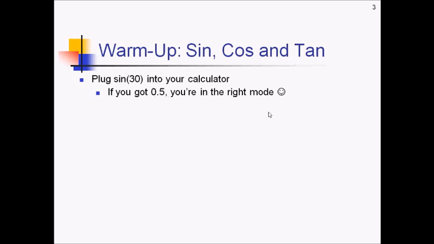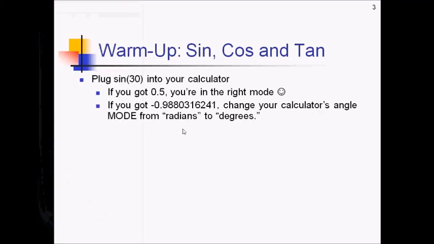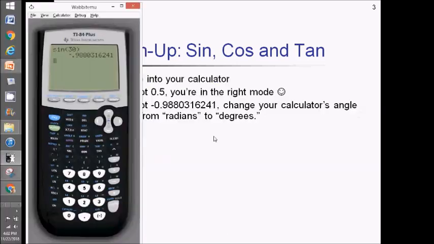But now let me plug it into my calculator here. So here's my calculator. Here's the sine button, and I'm doing sine of 30. And I'll close the parentheses. Enter. Oh, that is not 0.5. What could have happened here? If you got that crazy decimal that I just got, you need to change your calculator's angle mode from radians to degrees. Let me show you that on my calculator.